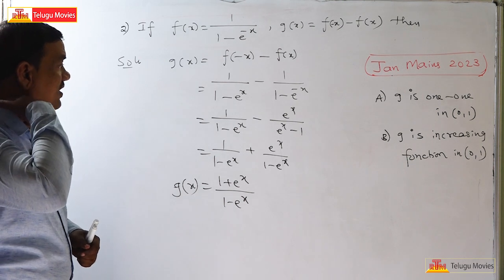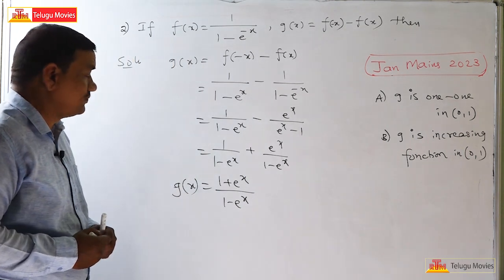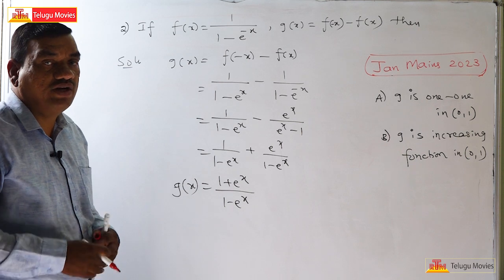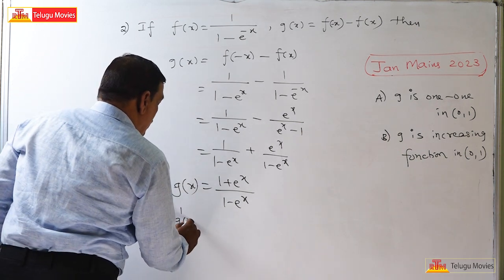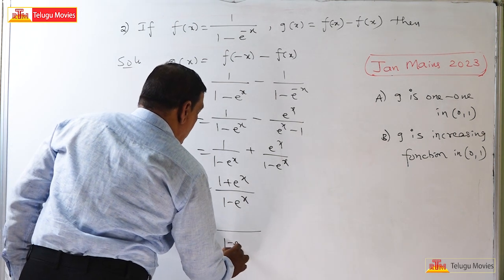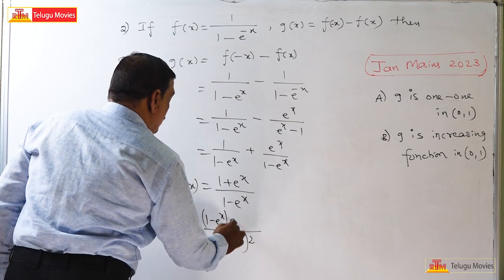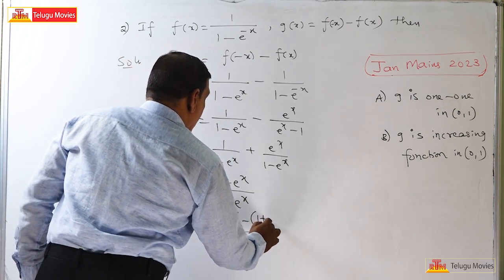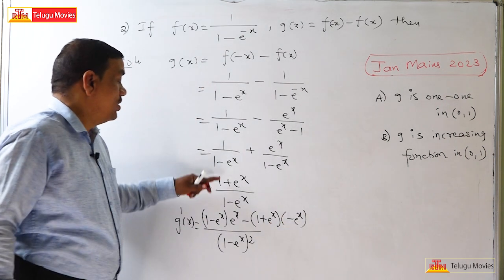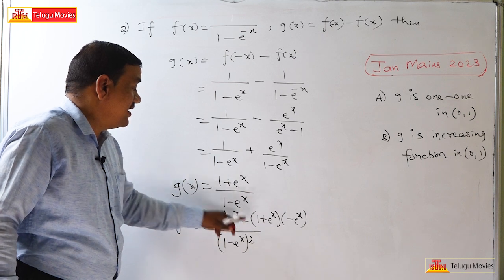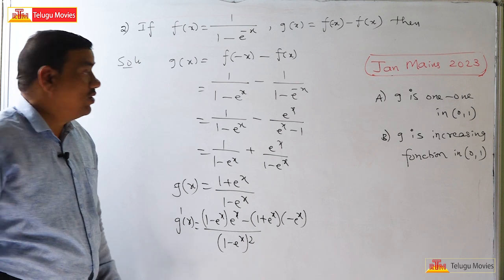Now let us check from 0 to 1. Let us find out the g dash of x. You find out whether it is increasing or decreasing. So what is g dash of x? This is equal to 1 minus e power x whole square in the denominator. The numerator is 1 minus e power x into e power x minus 1 plus e power x into minus e power x. Understand? U by v: v into derivative of u minus u into derivative of the denominator by denominator whole square.